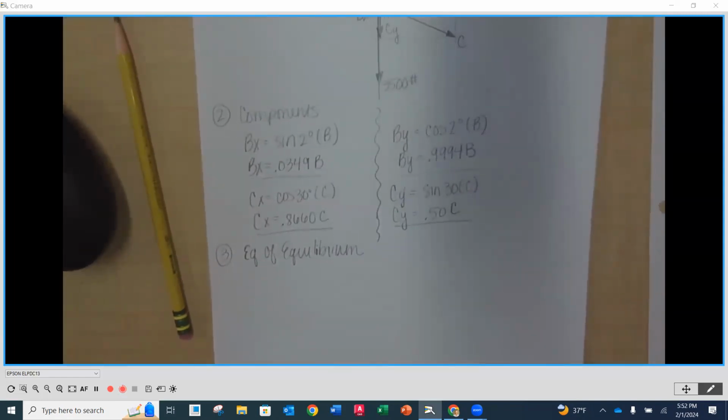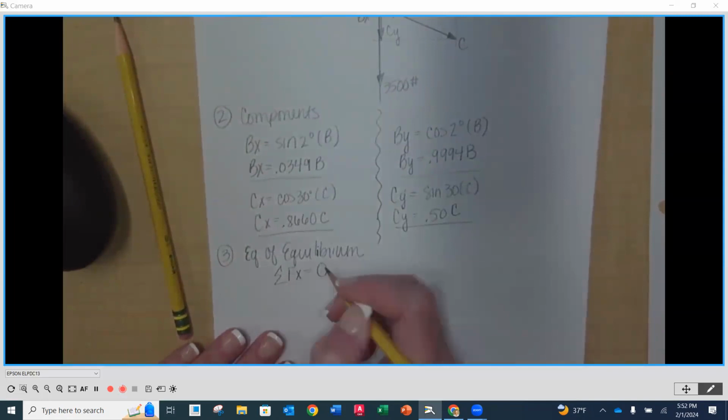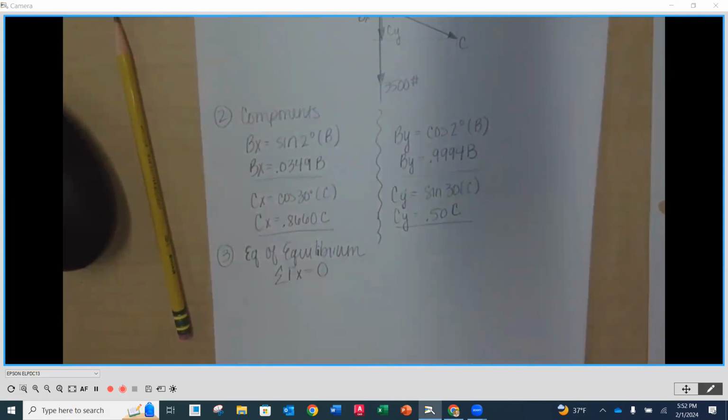Okay, equations of equilibrium. We've got 2 of them. Our 2 equations of equilibrium are the sum of our forces in the X equals 0 and the sum of our forces in the Y equals 0. So we're going to start with the sum of the forces in the X equals 0. You have to write it just like that. There is no other version that you can do.